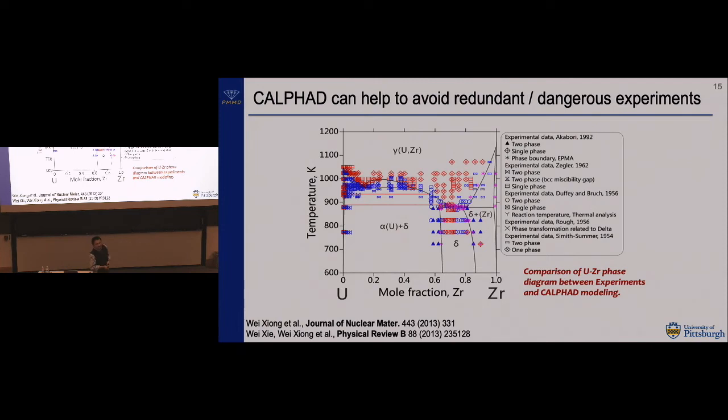Who nowadays is brave enough to do experiments on uranium, neptunium, and plutonium? Maybe not everyone, okay? We still have a lot of scientists trying to measure these, okay? So this is a collection of different data sets. If you know the CALPHAD approach, you can do a calculation of this phase diagram. And certainly, I did the calculation, not the experiments, okay? So this is a calculation for uranium and zirconium.